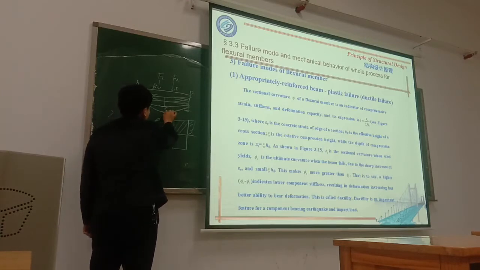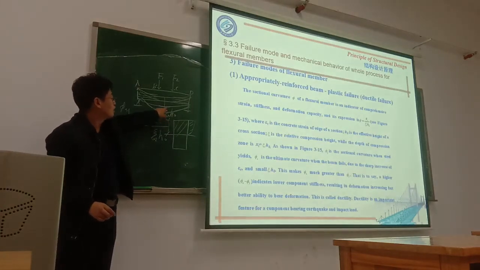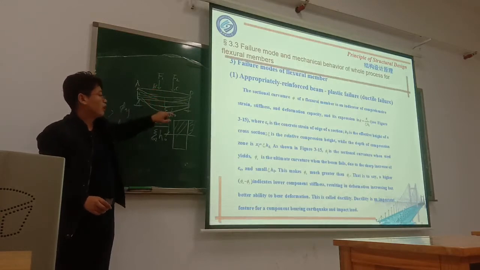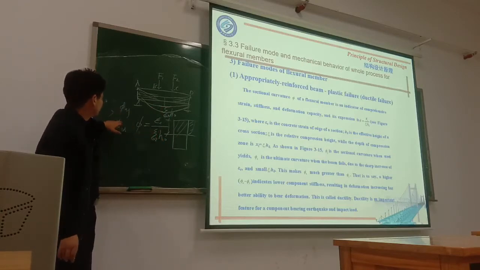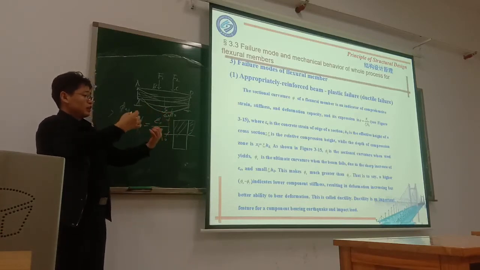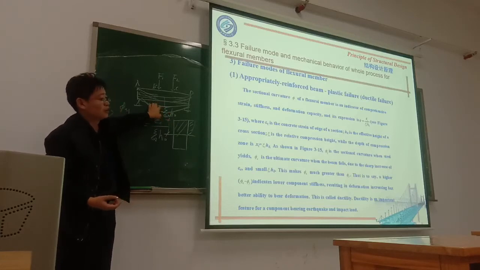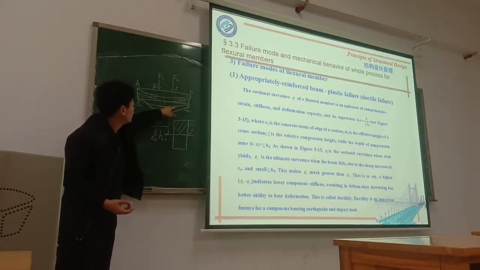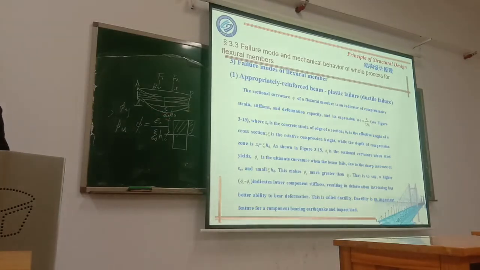This is the ultimate, nearly going to break and fall down. And this line is when the steel only just reaches the yield strength. And at this stage, the beam is going to be destroyed and fall down. So different. At this stage, the curvature is developing greatly. Compared with these two curves, phi u is much greater than phi y.